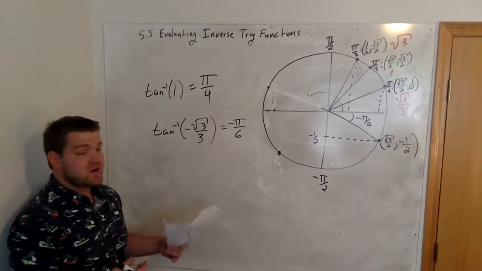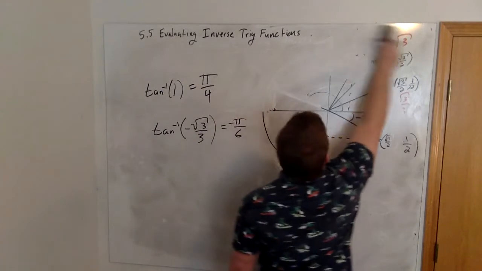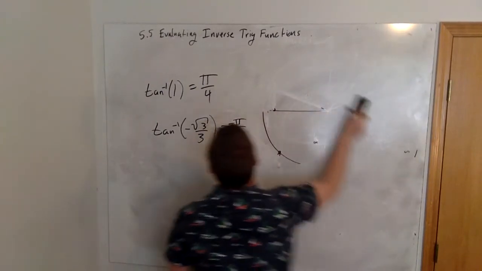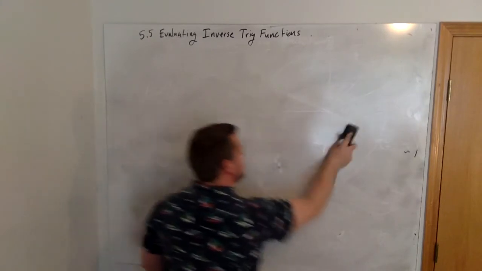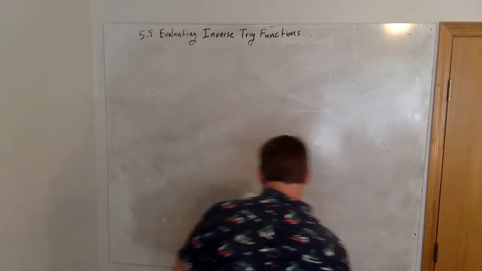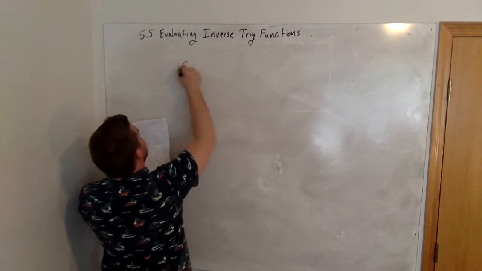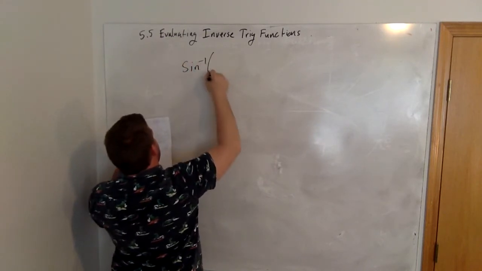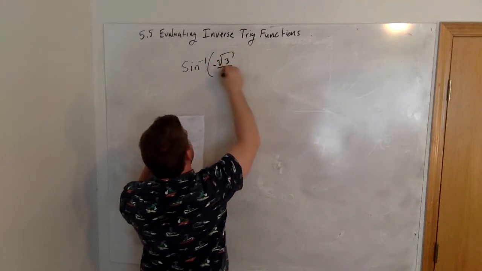Okay, let's try a lot more. Now, how do I do these? I usually just think about the unit circle. Let's try to do it without even the unit circle here. Let's put a couple more up on the board. Okay. What is sine inverse of negative root 3 over 2?